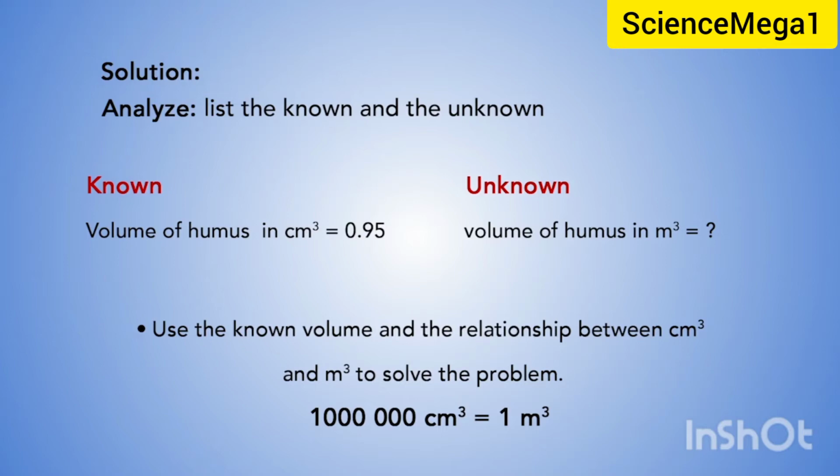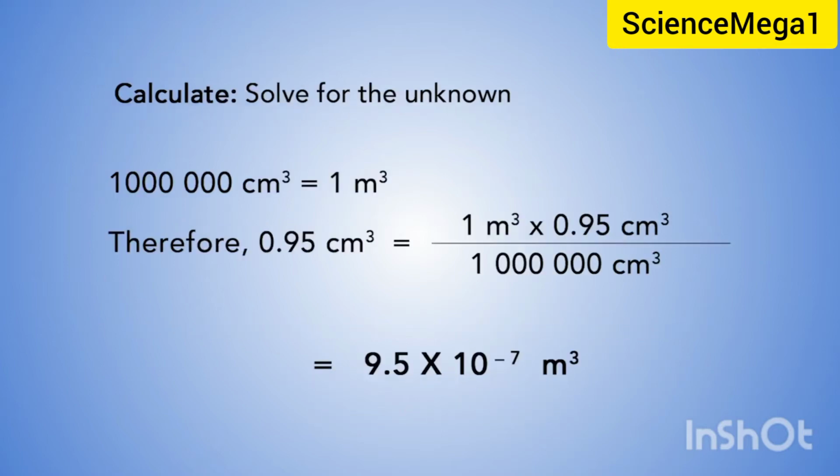1 million cubic centimeter is equal to 1 cubic meter. Then by simple ratio, 0.95 cubic centimeter will be equal to 1 cubic meter multiplied by 0.95 cubic centimeter, divided by a million cubic centimeter. And this will be equal to 9.5 times 10 raised to the power negative 7 cubic meter. Do you understand it? Okay, let's take the second question.